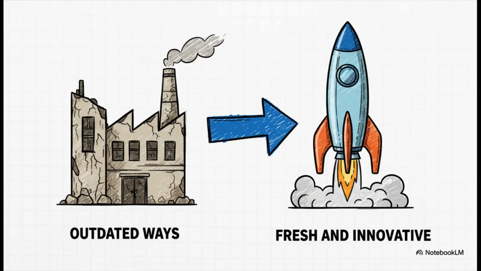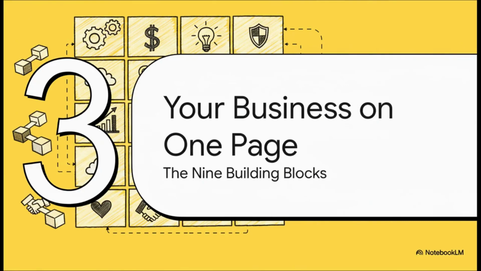And look, this isn't just for startups in a garage. It's a tool for anyone who looks at the old, established way of doing things and just thinks, you know what, there has to be a better way. It's for the true visionaries and game changers out there. All right, let's get into it. The real magic of the canvas is how it breaks down something super complex, an entire business, into nine essential building blocks. It forces you to see how all the pieces connect.